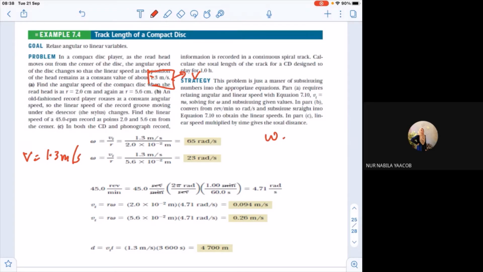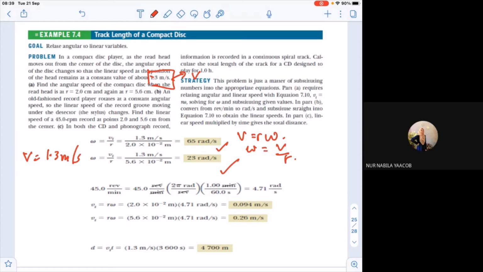So V equals R omega. So omega is V over R. V is 1.3, R is 2 centimeters, and also 5.6 centimeters. So you will get omega as 65 radian per second, and also 23 radian per second.